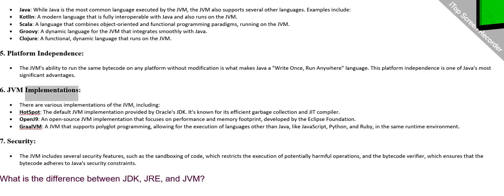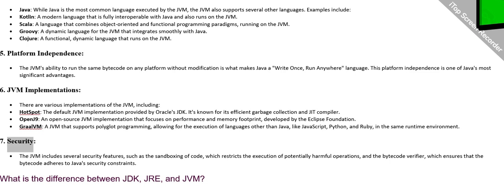6. JVM implementations. There are various implementations of the JVM, including HotSpot, the default JVM implementation provided by Oracle's JDK. It's known for its efficient garbage collection and JIT compiler. OpenJ9, an open-source JVM implementation that focuses on performance and memory footprint, developed by the Eclipse Foundation. GraalVM, a JVM that supports polyglot programming, allowing for the execution of languages other than Java, like JavaScript, Python, and Ruby, in the same runtime environment.